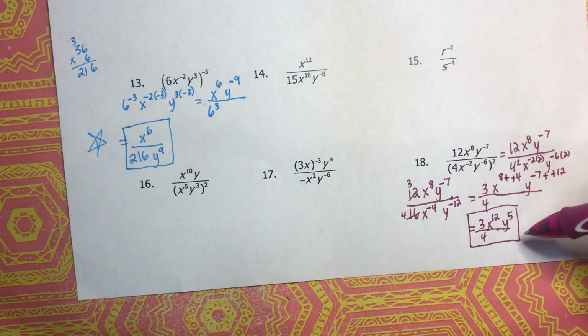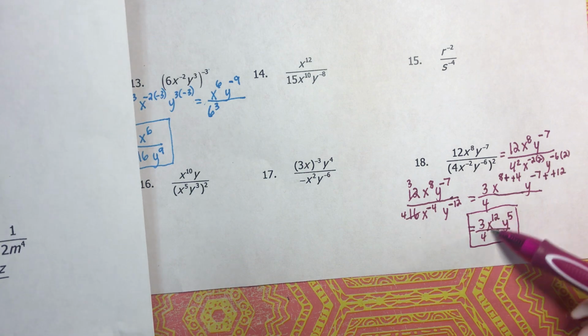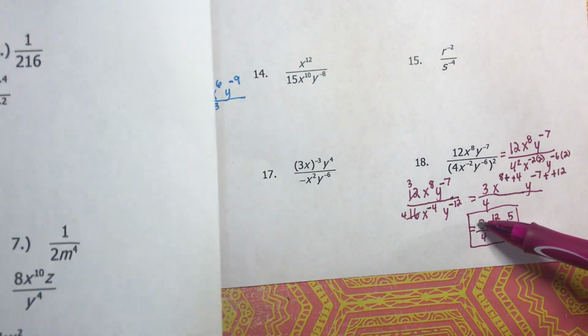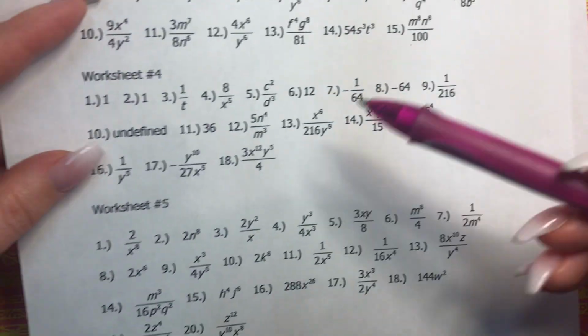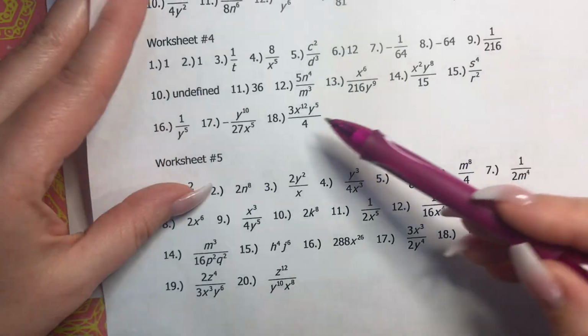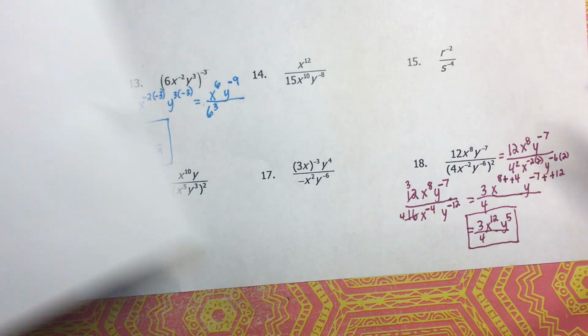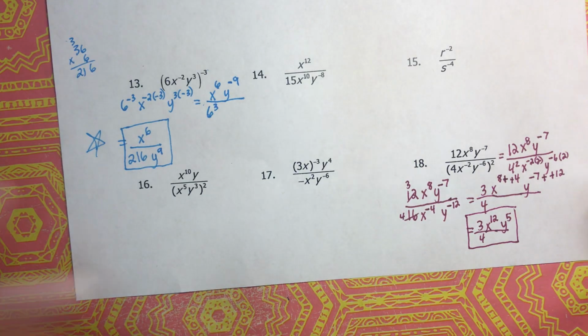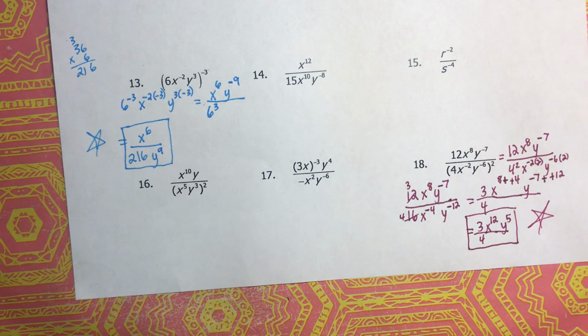Okay, so it's worksheet 4, problem 18. So we have 1, 2, 3, 4 things. Or, we can think about this as 3/4. So 18, we have 3/4, that's great. Then we have x to the 12th, x to the 12th, y to the 5th, y to the 5th. They're all perfect, so that is correct.